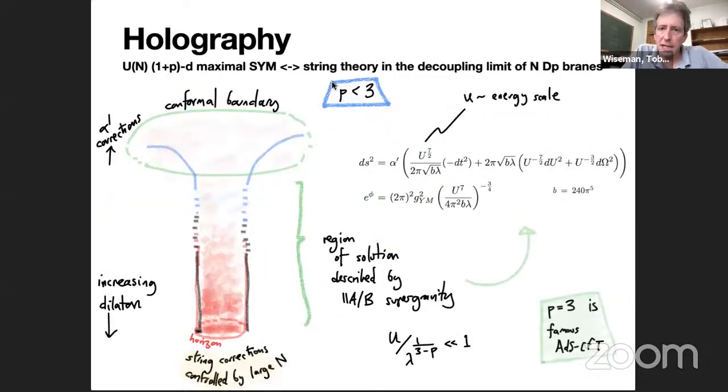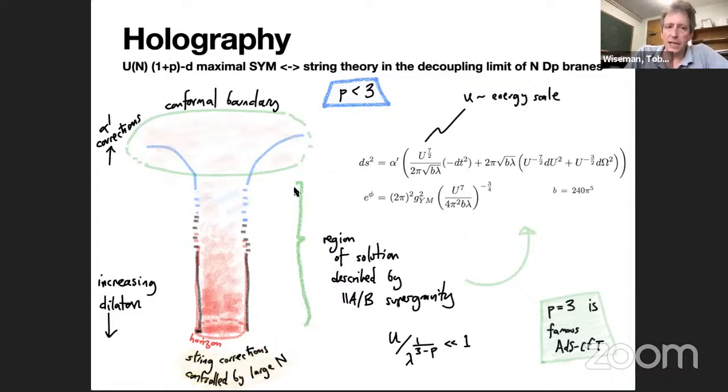So I'm interested in the case of p less than three. In this instance, when one focuses on this near-horizon decoupled region, what one finds when one looks at the supergravity, which you can write down very explicitly, you can ask, does it describe the system well? Now it turns out as you go into what would be the UV of the geometry, you see, just like in AdS/CFT, a conformal boundary.